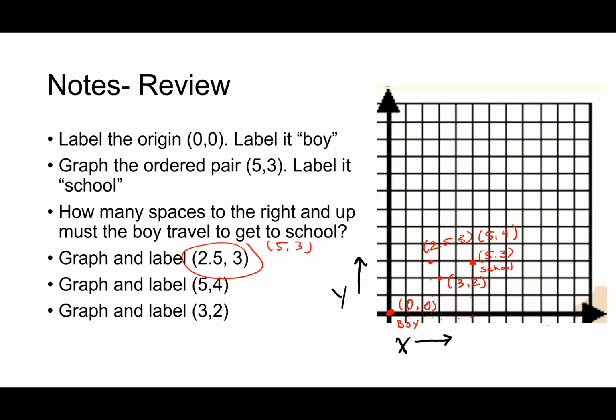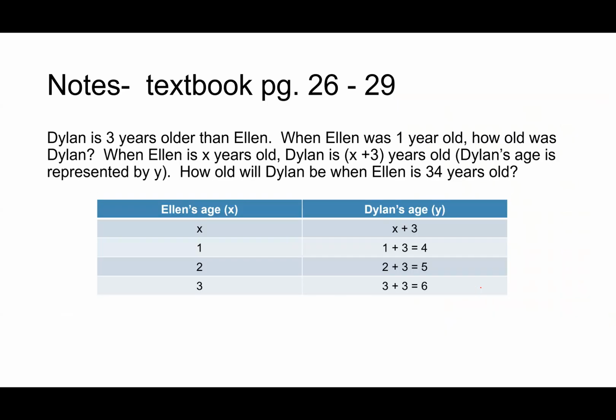Okay, so we've practiced graphing the ordered pairs just a little bit. Now what we're going to do is graph a relationship between X and Y. So let's take a look at the next slide that you have in front of you. It says Dylan is 3 years older than Ellen. When Ellen was 1 year old, how old was Dylan? When Ellen is X years old, Dylan is X plus 3 years old.